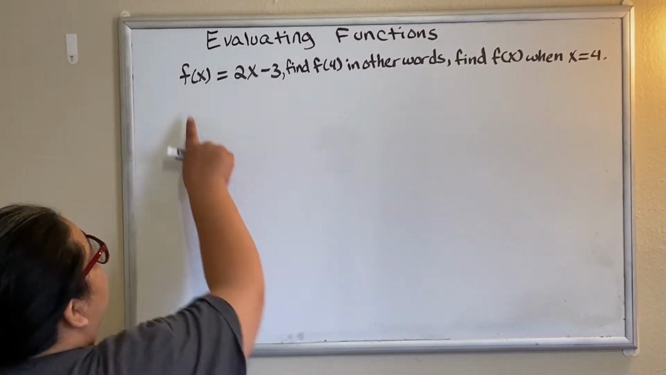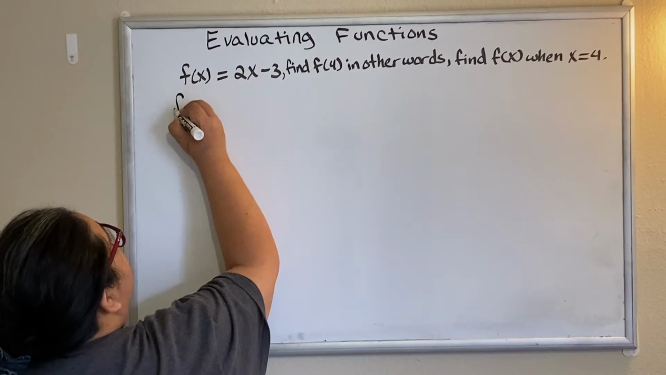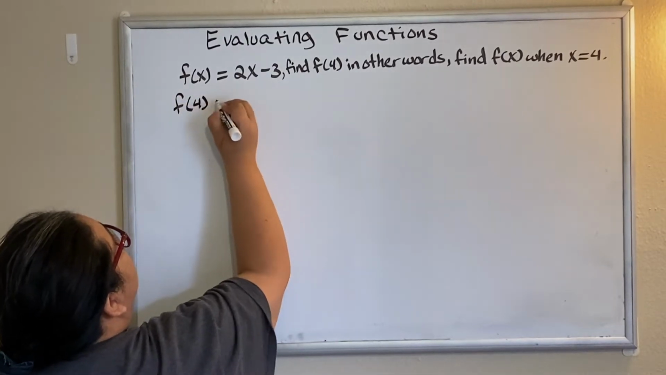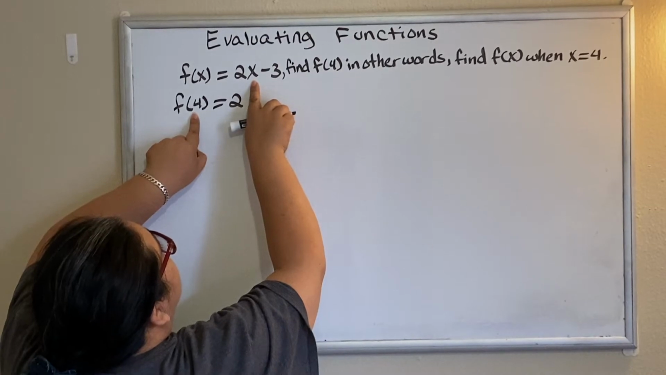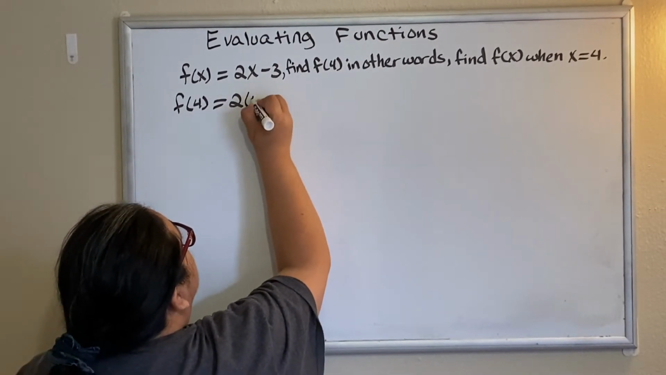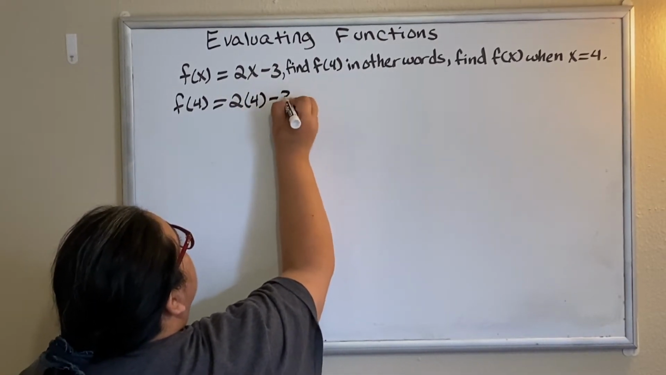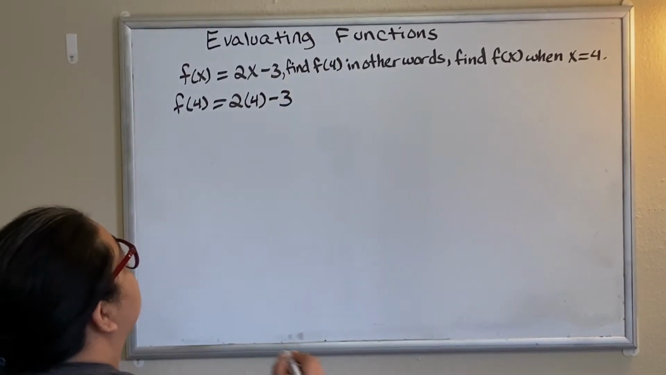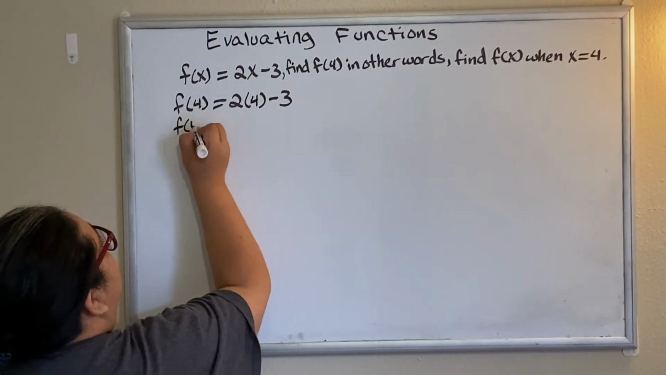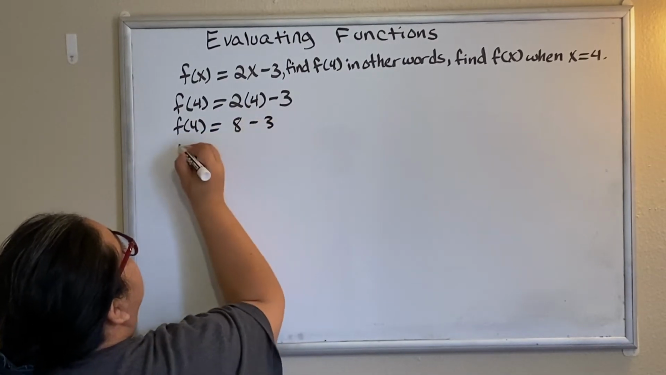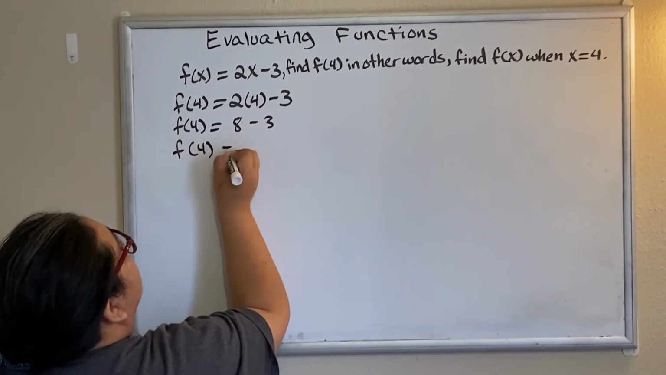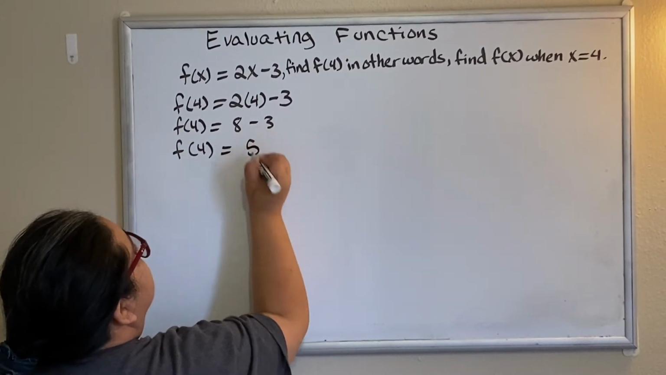So we rewrite this by saying f of 4 equals 2, and everywhere there's an x, I'm going to plug in 4. So here's an x, so I'm going to put parentheses 4 and then put minus 3. And then we simplify. So f of 4 equals 2 times 4, which is 8, minus 3, and f of 4 equals 8 minus 3, which is 5.